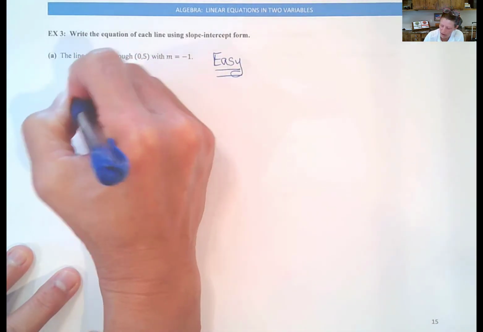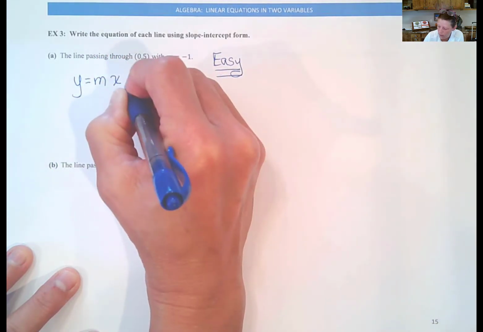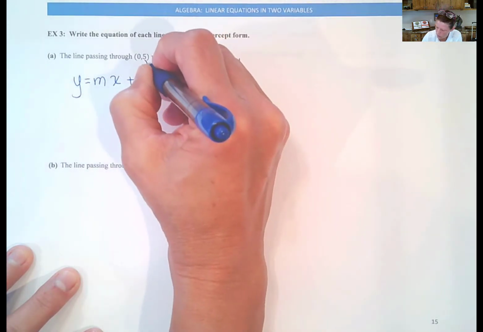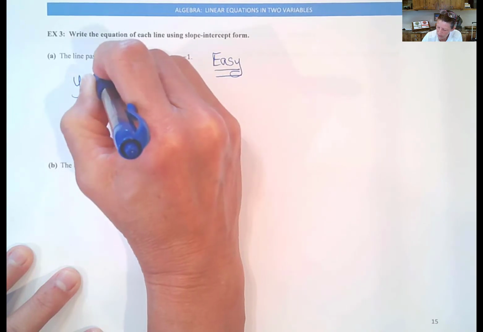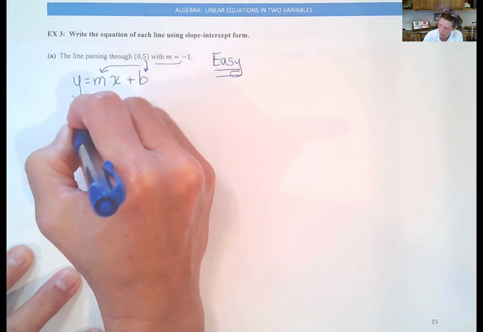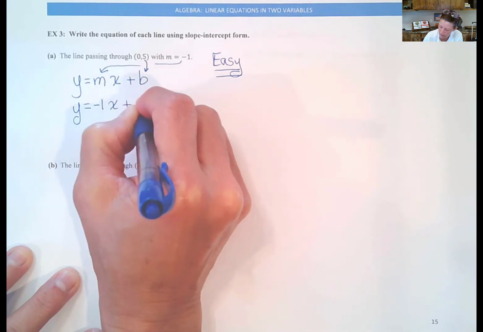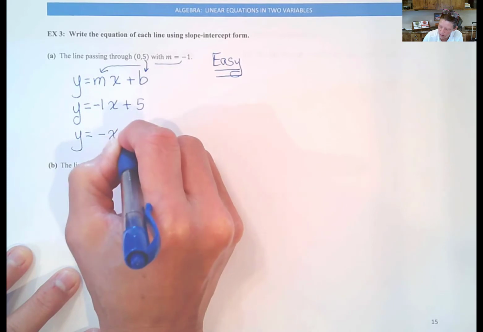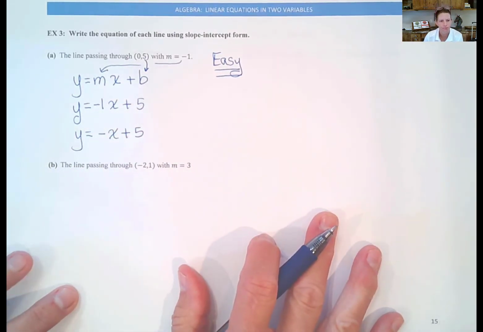So this is ready for direct substitution into our slope-intercept equation. Okay, so b is 5 and m is negative 1. y equals negative 1x plus 5. Or let's just write that as y equals negative x plus 5. Okay, our equation in slope-intercept form.